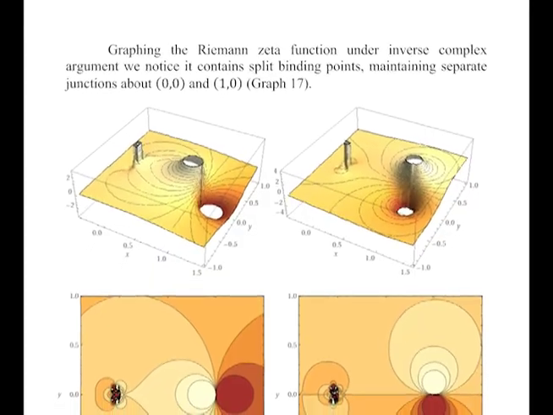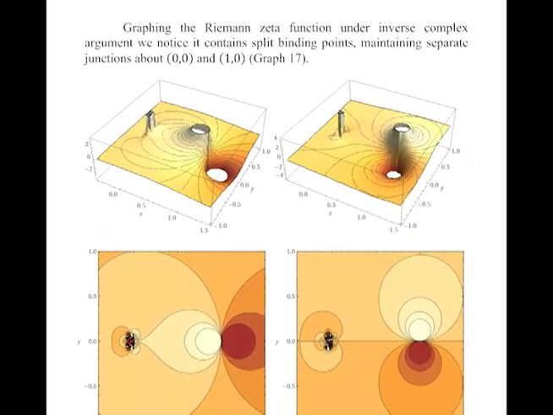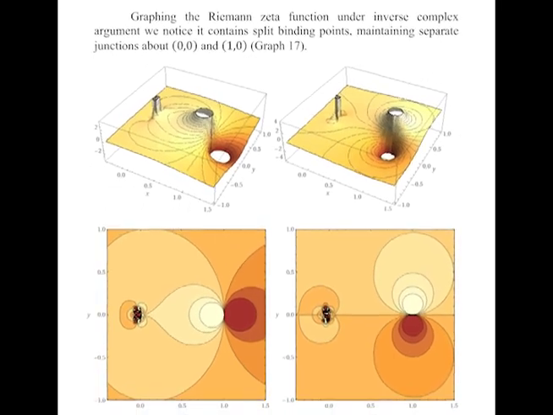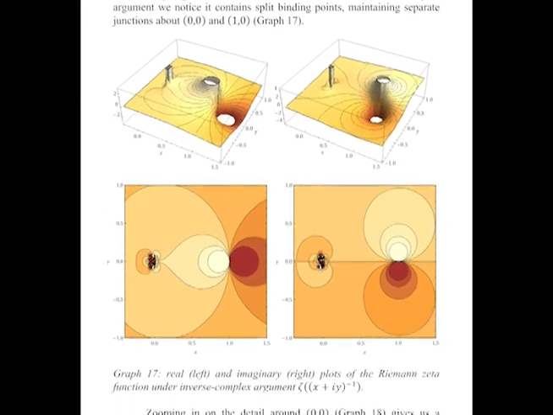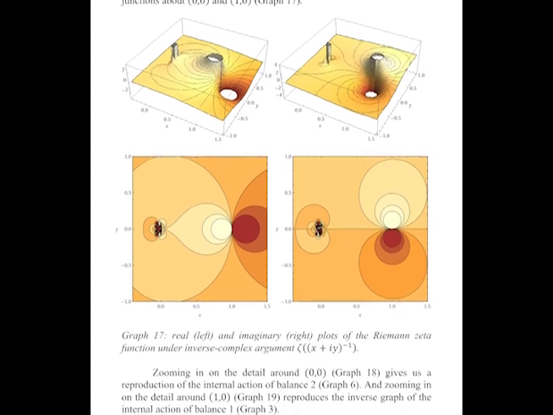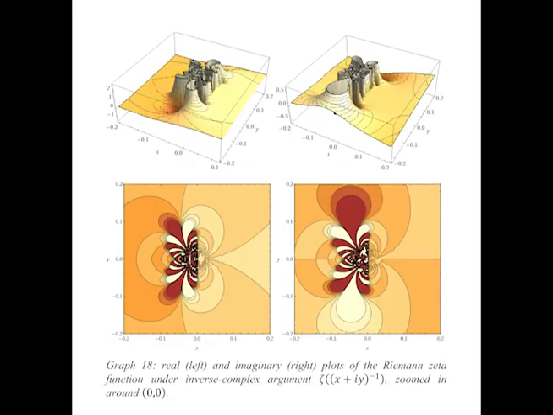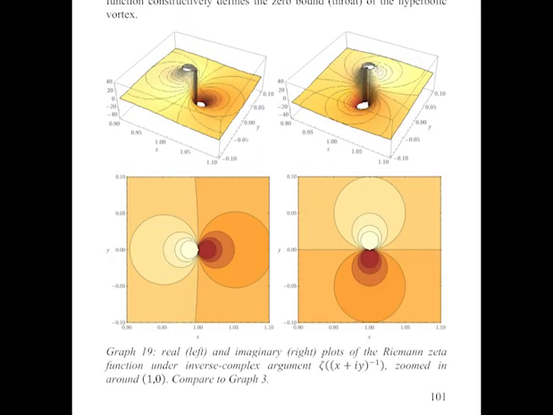Graphing the Riemann zeta function under inverse complex argument, we notice that it contains split binding points, maintaining separate junctions about the point 0, 0 and 1, 0. Graph 17. Zooming in on the detail around point 0, 0, we get graph 18, and this gives us a reproduction of the internal action of balance 2. And zooming in on the detail around point 1, 0, graph 19, reproduces the inverse graph of the internal action of balance 1.